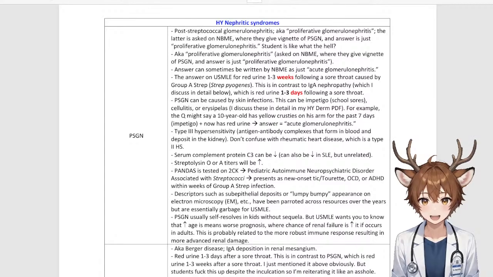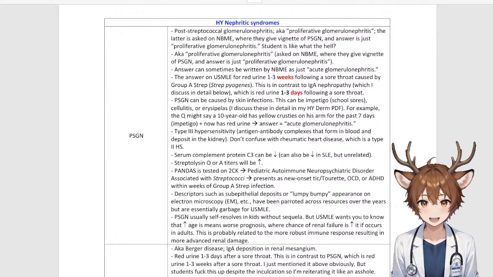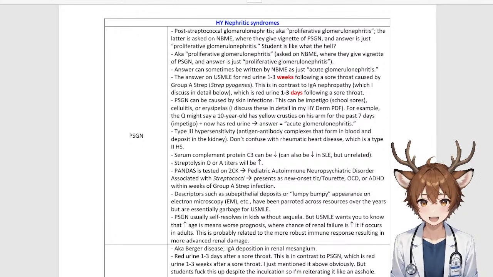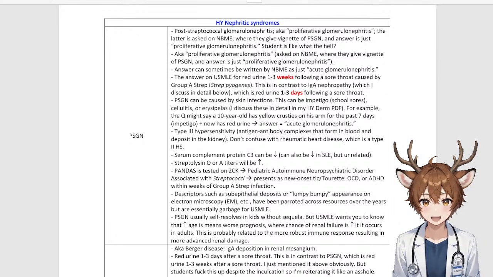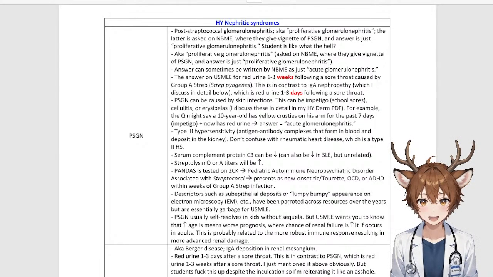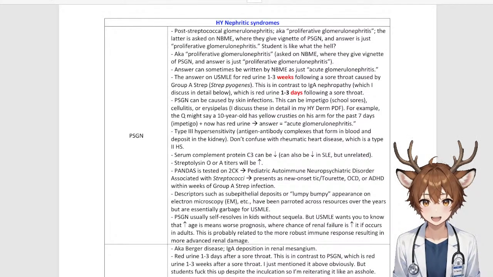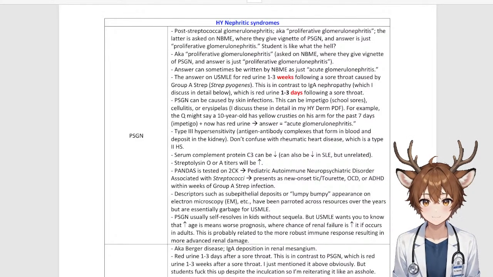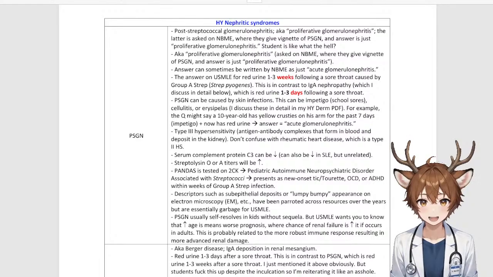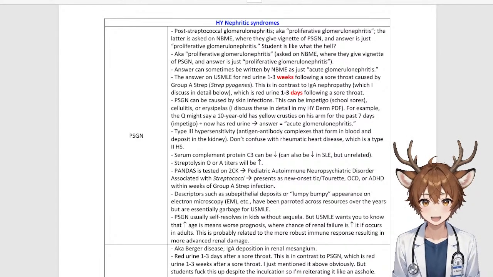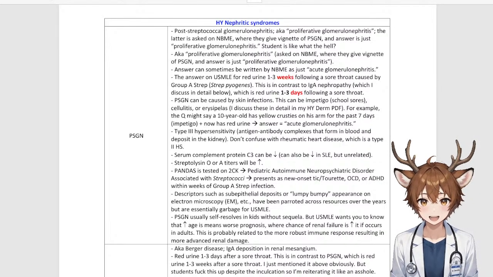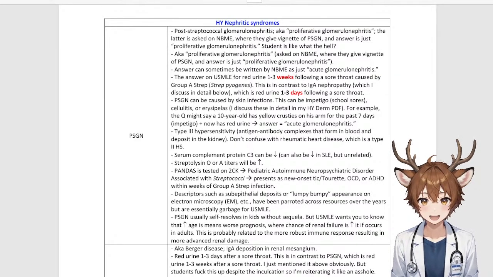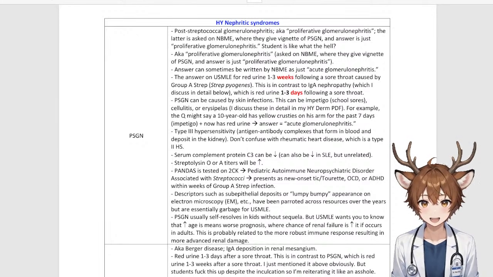Acute glomerulonephritis is the answer on USMLE for red urine 1 to 3 days following a sore throat caused by group A strep pyogenes. This is in contrast to IgA nephropathy, which I'll discuss in detail below, which is red urine 1 to 3 days following a sore throat. PSGN can be caused by skin infections, like impetigo or school sores, cellulitis, or erysipelas. I discussed these in detail in my high-yield derm PDF. For example, the question might say a 10-year-old has yellow crusties on his arm for the past 7 days, impetigo, plus now has red urine. The answer should be acute glomerulonephritis.